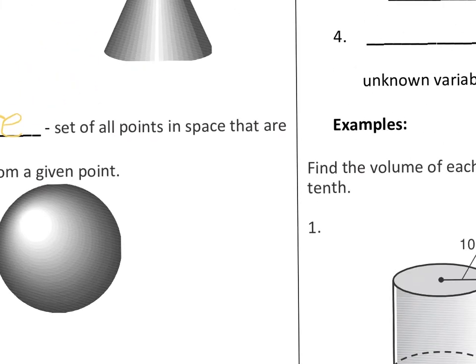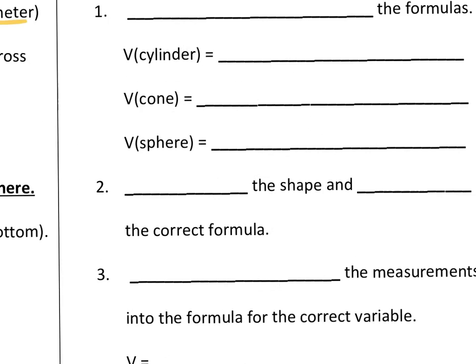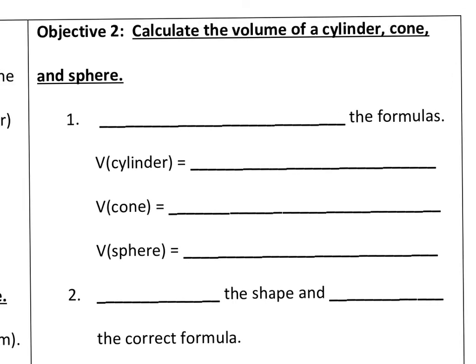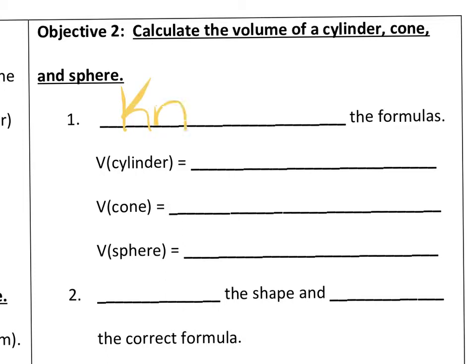So now that we've identified our shapes, let's come over here and talk about how to calculate the volume of a cylinder, a cone, and a sphere. First thing, obviously, is we're going to have to know the formulas. Now, I won't make you memorize those. They'll be given to you, but you need to know how to use those. The volume of a cylinder, its formula is pi times the radius squared times the height. Cone is 1/3 of a cylinder, so its formula is 1/3 times pi times the radius squared times the height.